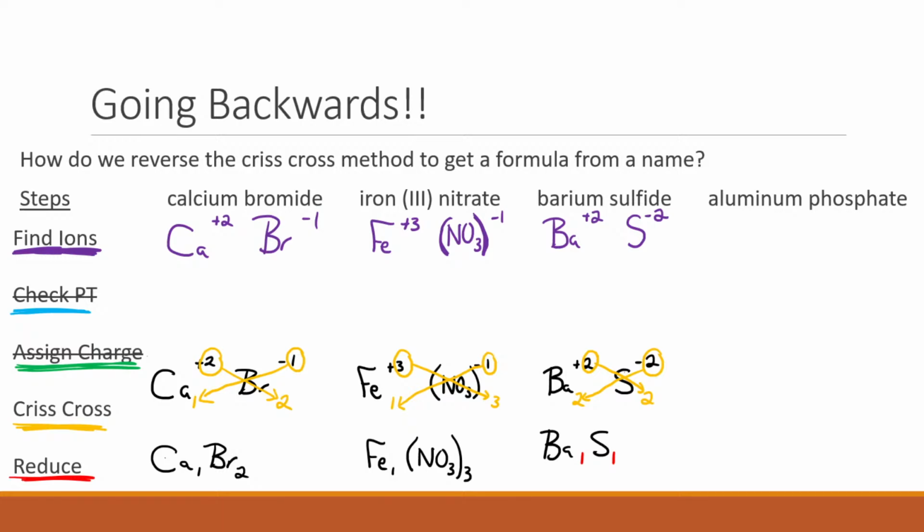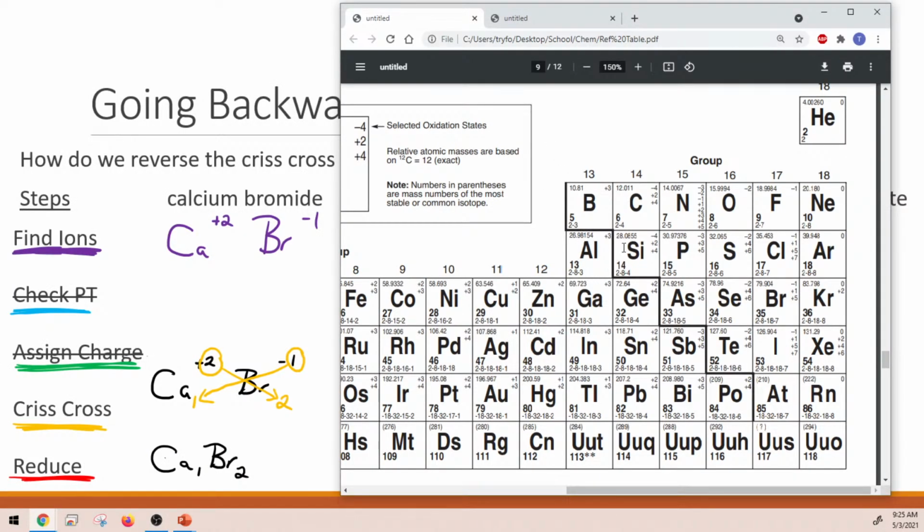Aluminum phosphate. Let's take a look at this together. Aluminum is on the periodic table, but phosphate, the fact that it ends in not -ide, clues me in that this is a polyatomic ion, and I should look at table E. And so I go and look at those places. Aluminum, right here, Al, with a charge of positive 3.